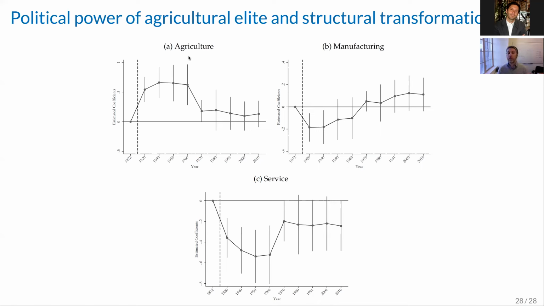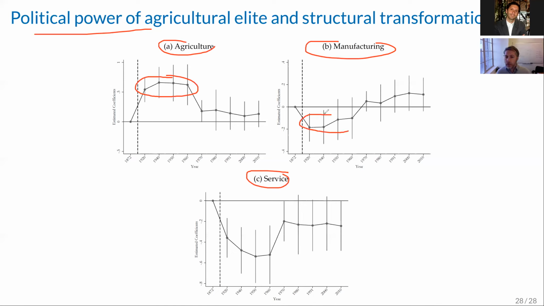So what we're doing here in these figures is running similar regressions where we look, as a dependent variable, at the composition of employment in agriculture, manufacturing, and service, and we regress that against that measure of political power of the agricultural elites. So what do we find? What we find is that employment in agriculture, as you would expect, is larger in places where the agricultural elite had more voting power or voting voice, and that's true up until the 1960s, which means that for a long time, even as Brazil starts to industrialize, like in the 30s and the 40s, right? So this is the point of industrialization.